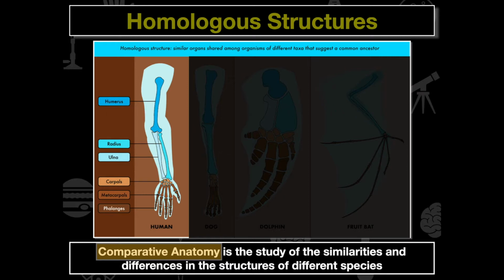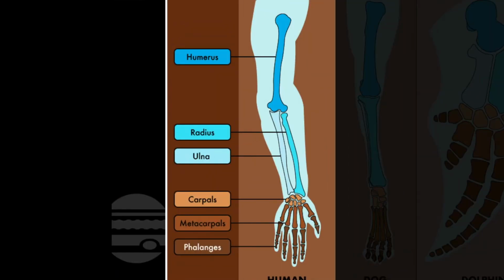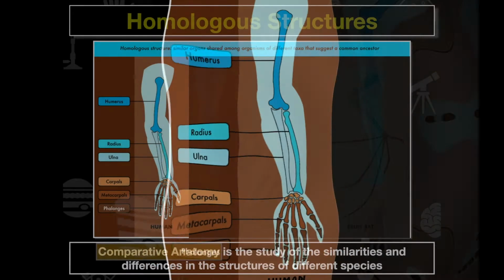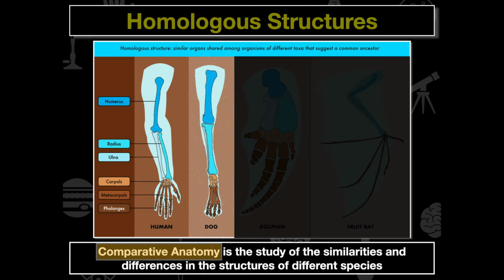Now, if we look at the diagram on the left here, what we see is a human arm, and we're looking at the bone structure here. So starting at the top, we have the humerus, the radius, the ulna, the carpals, the metacarpals, and then we have the phalanges. And if we look at these, we can see that each of these bone structures connects and makes up that arm. Now, if we look at a dog here, we can see that those same bone structures exist. We have a humerus, a radius, an ulna, carpals, metacarpals, and phalanges.